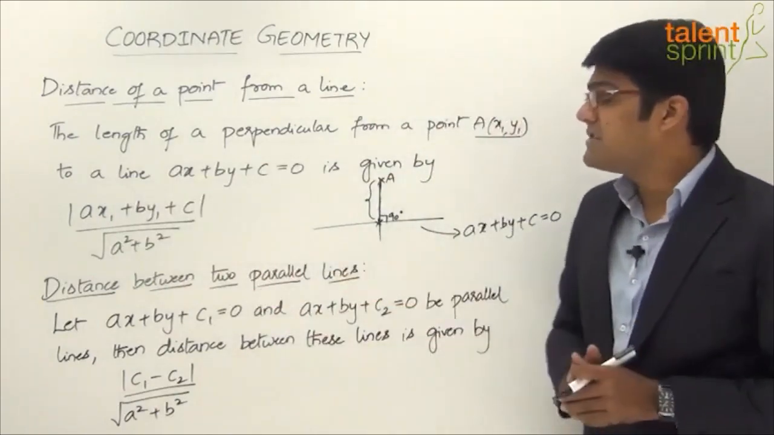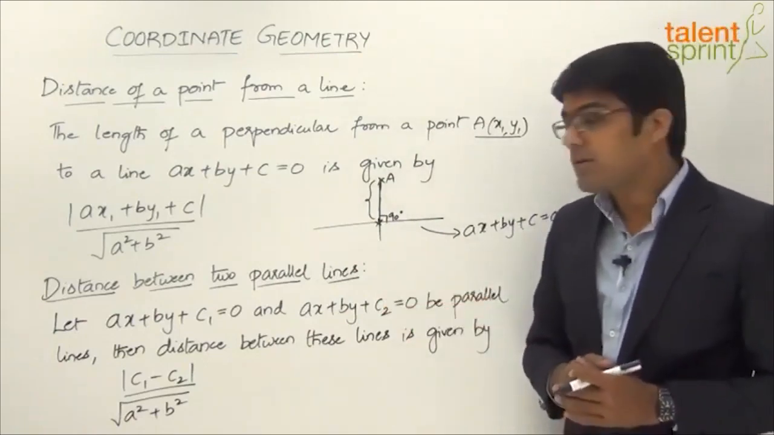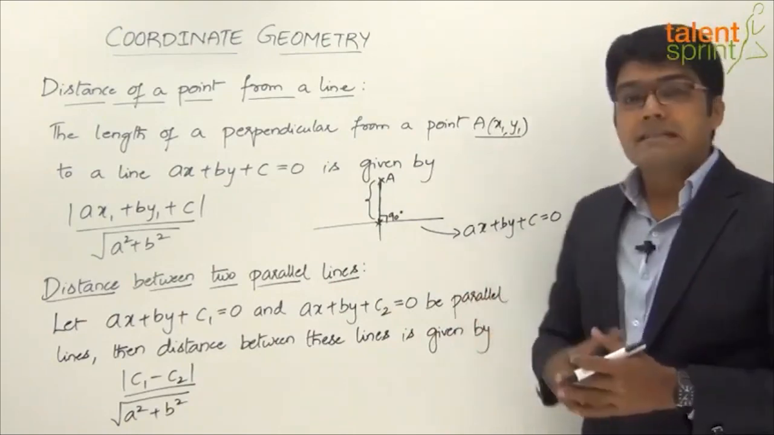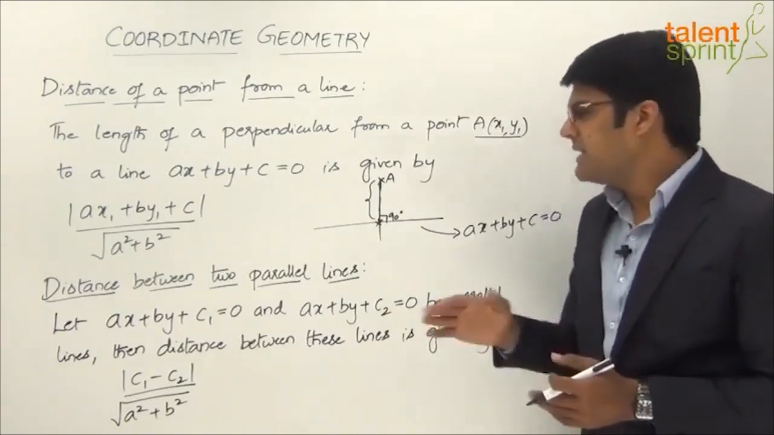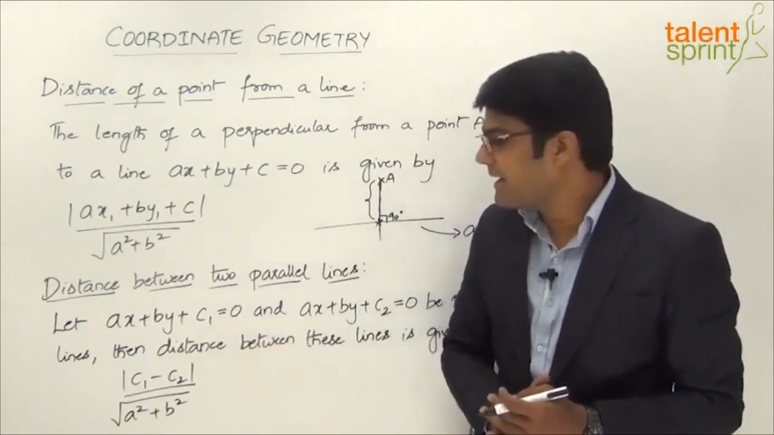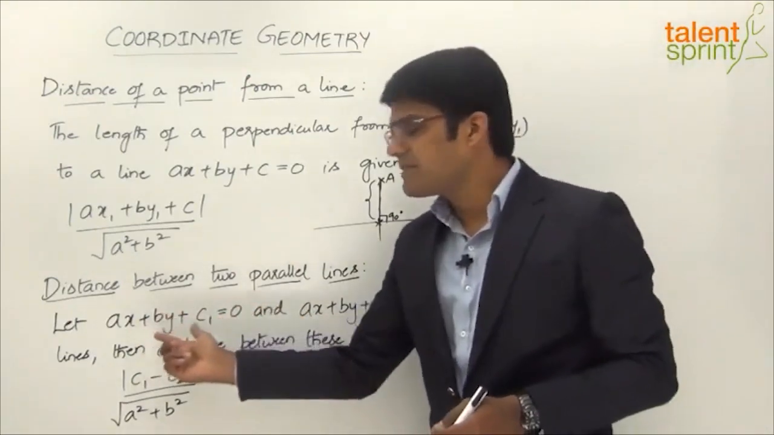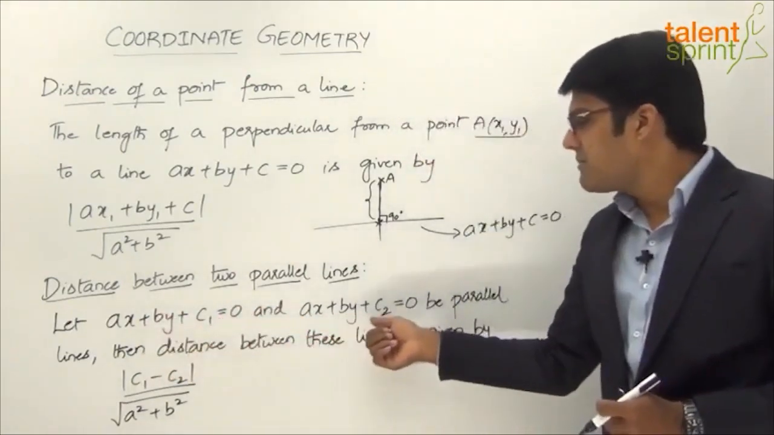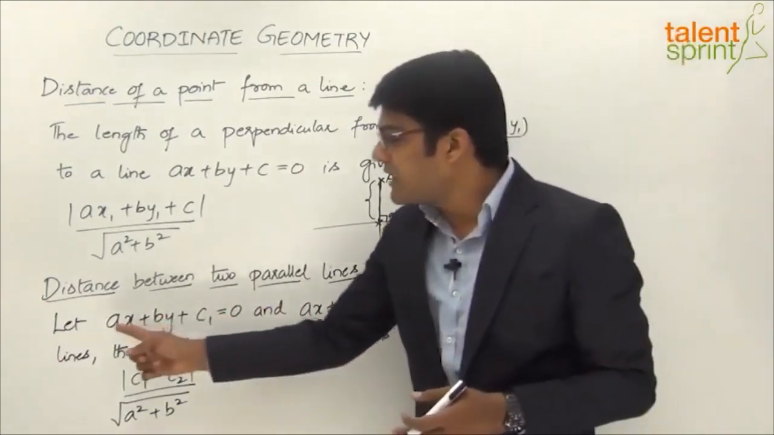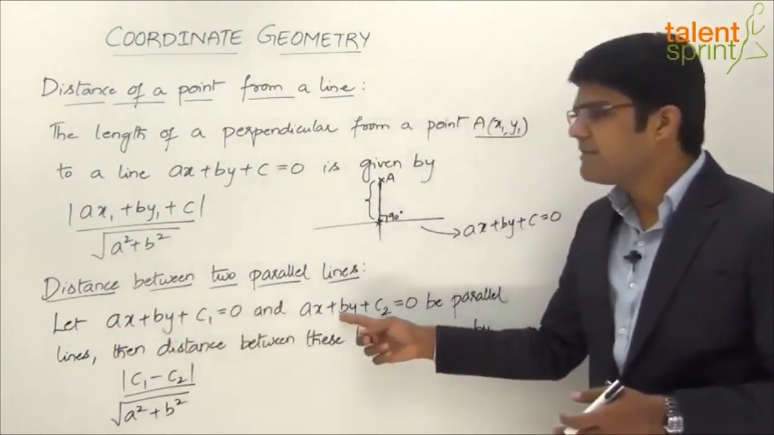And the second point here is the distance between two parallel lines. If ax plus by plus c1 equal to 0 and ax plus by plus c2 equal to 0 are parallel lines, then the distance between these lines is given by modulus of c1 minus c2 divided by root over a square plus b square. So two lines expressed in the general form, ax plus by plus c1 equal to 0 and ax plus by plus c2 equal to 0, are obviously parallel because the ratio of coefficients of x, a by a, is equal to the ratio of coefficients of y, b by b.